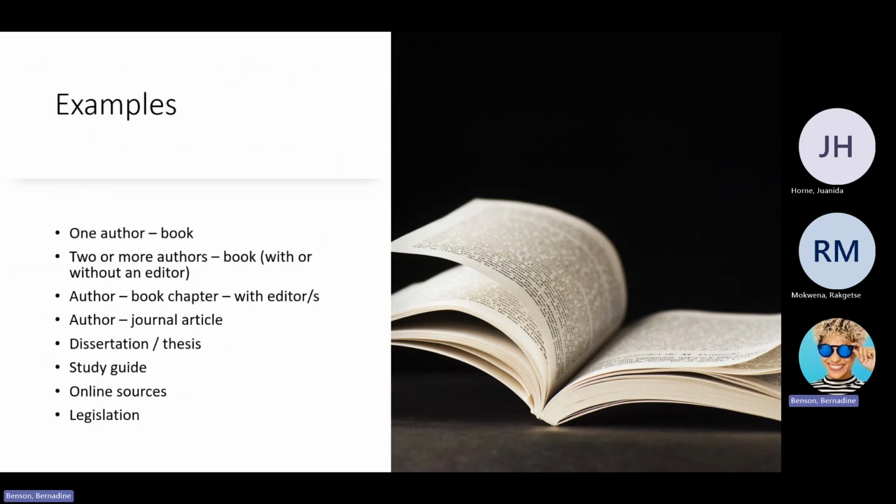Okay, so we are going to be looking at today some of these examples. We're going to be looking at a standard book with one author and a book with two or more authors, with and without an editor. We will be looking at an author that does book chapters with an editor, author of a journal article, dissertations or theses, study guides, online sources, and legislation.